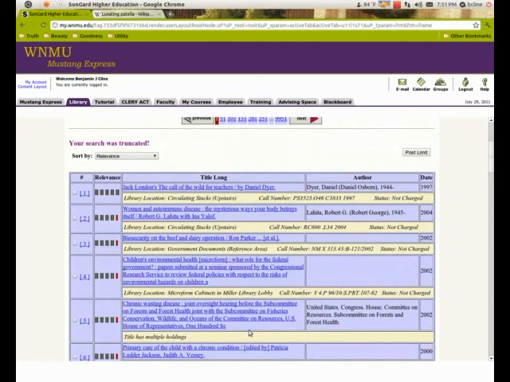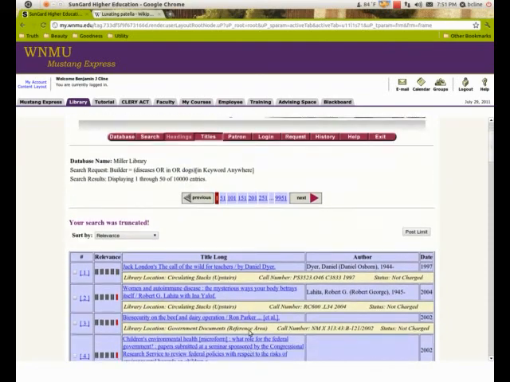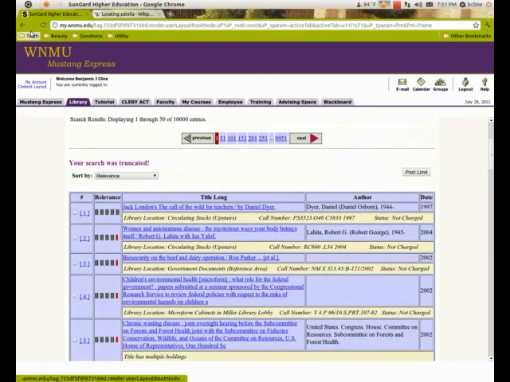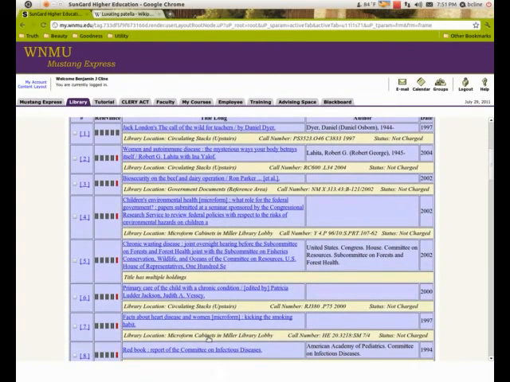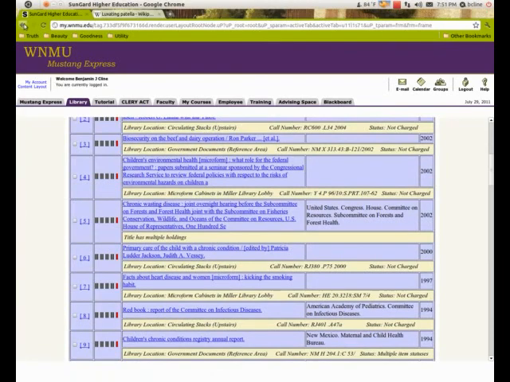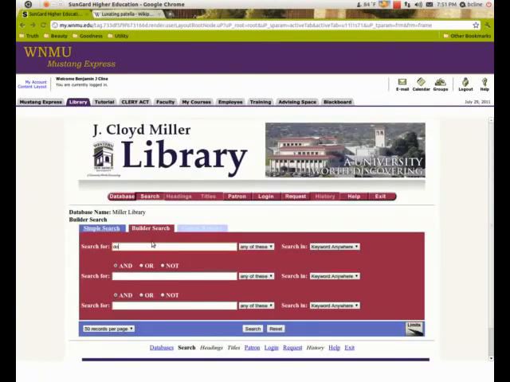And it looks like it says my search was truncated. Probably they took the word dogs out. Okay. Let's try this. Dog and, see how that says and? Dog and diseases.